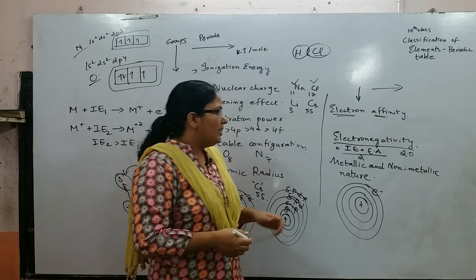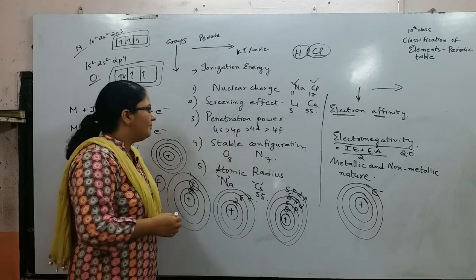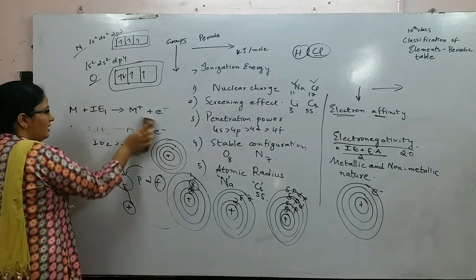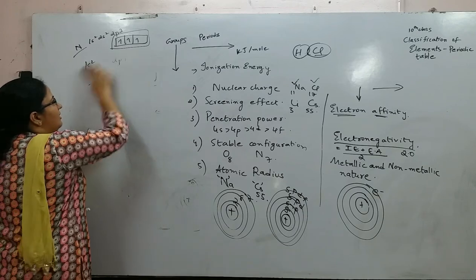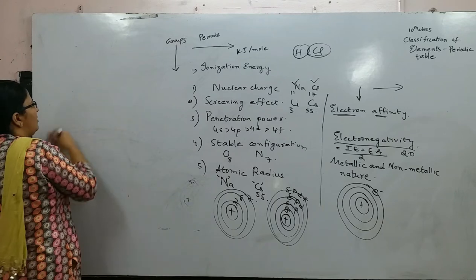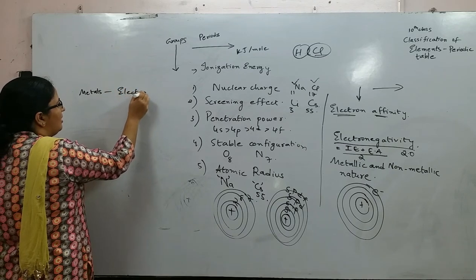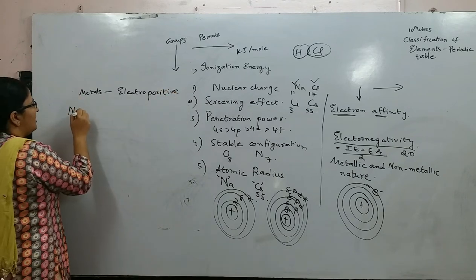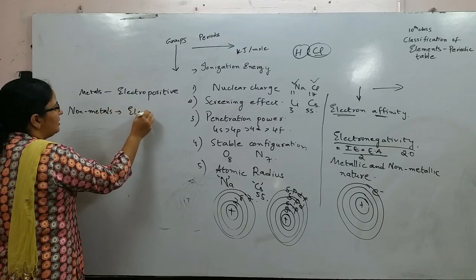Next, you have about metallic and non-metallic nature. What is this metallic and non-metallic nature? Metallic nature means metals, they will be ready to lose an electron, whereas non-metals, they will be ready to take electrons. So metals are electropositive in nature, whereas non-metals are electronegative in nature.